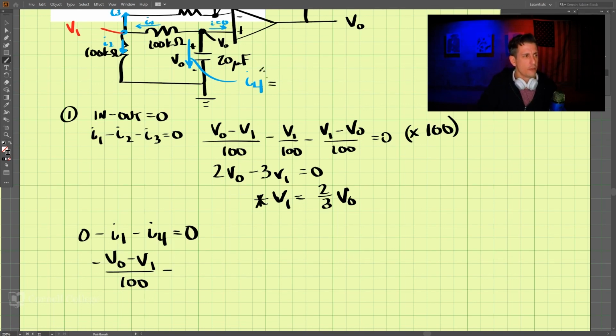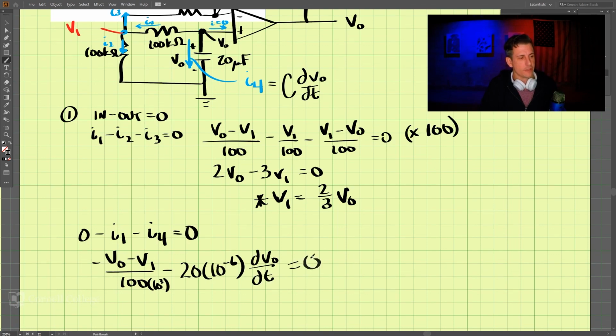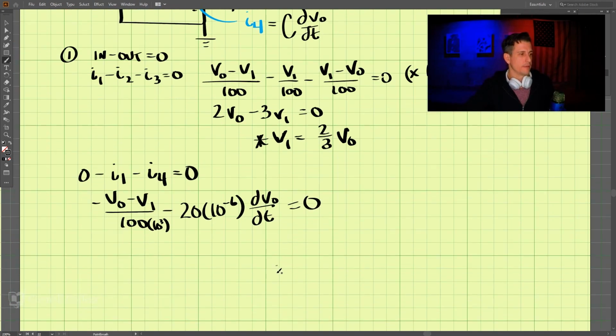And for I4, remember that the current through a capacitor is equal to C dV/dt. And that's the voltage there, so that's V out there. So we have minus C, which is 20 times 10 to the negative 6. We better put 10 to the third on this one, 10 to the third, 10 to the sixth. And dV out/dt equals 0. And this should be in parentheses there.